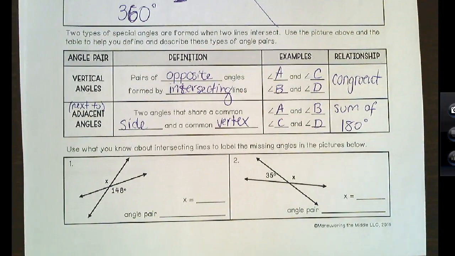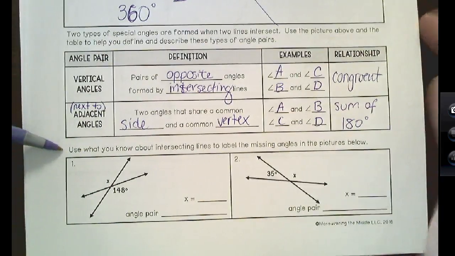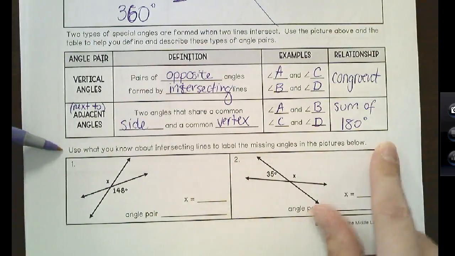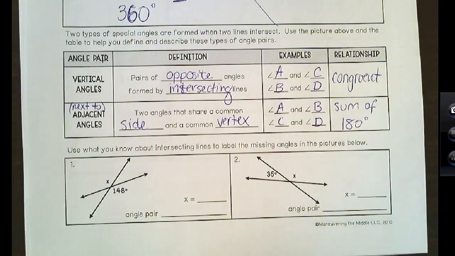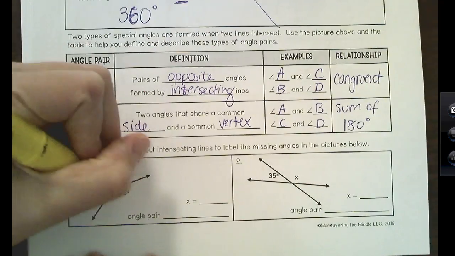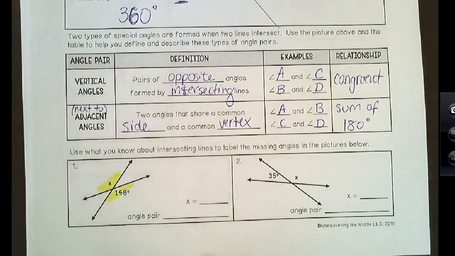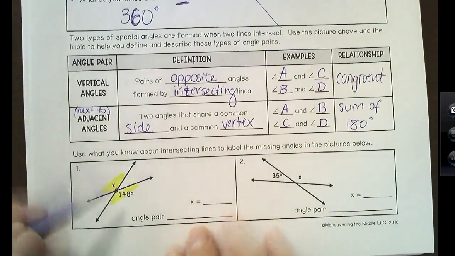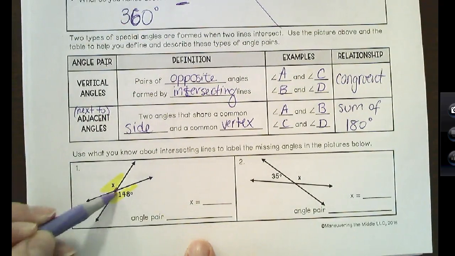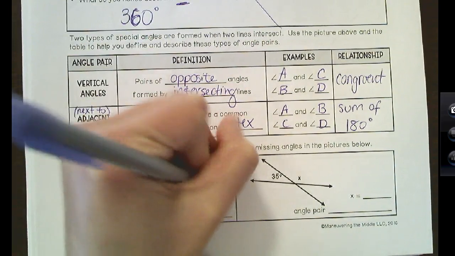All right, in this bottom portion here, we're going to go ahead and put what we've just recently learned to the test. We have to use what you know about intersecting lines to label the missing angle in the picture below. So taking a look at problem number 1, I am noticing that this angle is 148 degrees and it is formed through 2 intersecting lines. I would say that since this angle is 148 degrees, x is 148 degrees.